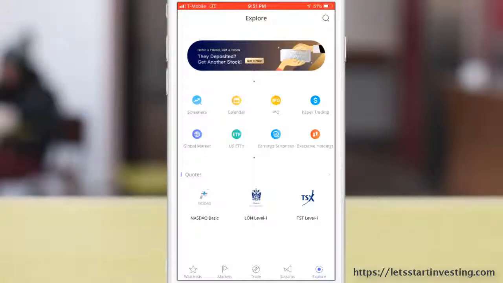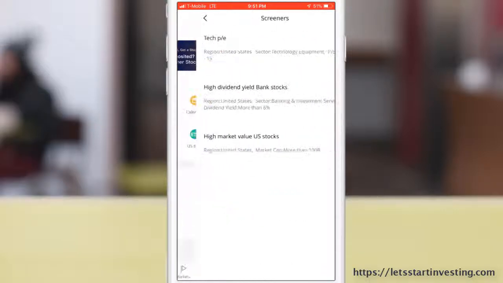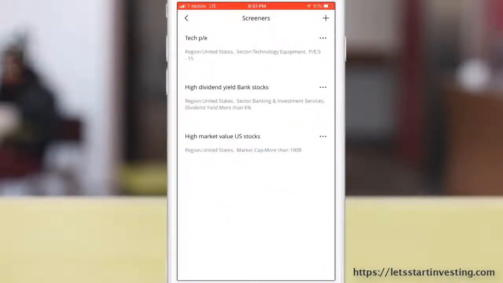Going back again. One of the things that I think makes it super easy to track is your screeners. If you click on screeners, you'll see that there's different ones. There's the high dividend yield bank stocks, which basically just sorts the United States banking stocks that give you a dividend of 6%. And then they also gave you one called the high market value U.S. stocks, which just basically identifies more than 100 billion market cap in the United States. So those are the filters they gave you.